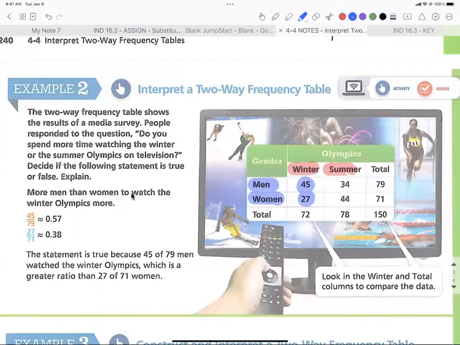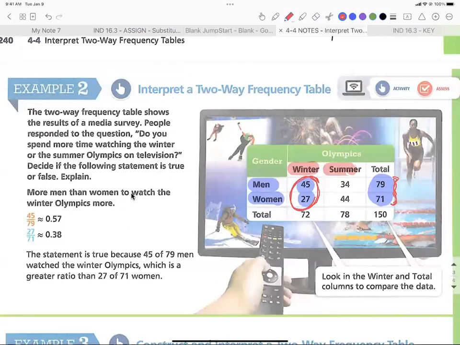So if the number of men and women polled isn't the same, you can't just answer based on this number right here. If the number of men and women polled isn't identical, you can't just go by the raw data. You have to do a little bit of tallying. You have to figure ratios.